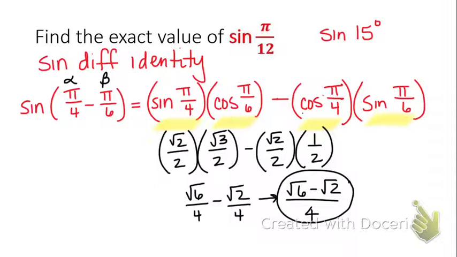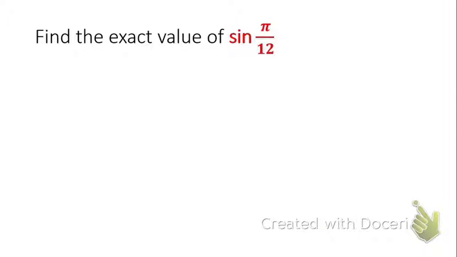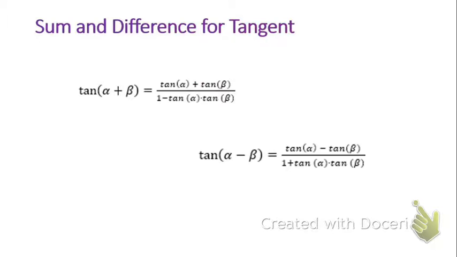So that's why you have to show your work, and that's why we don't let you use calculators. Okay, so now let's go ahead and go to tangent. So these are your two tangent identities. This is your addition identity and your difference, your sum and your difference identity.